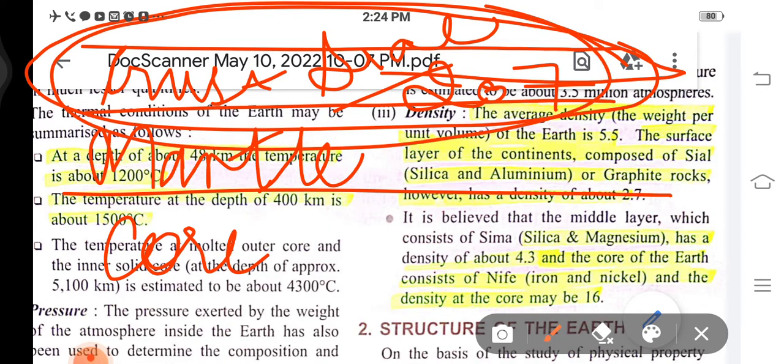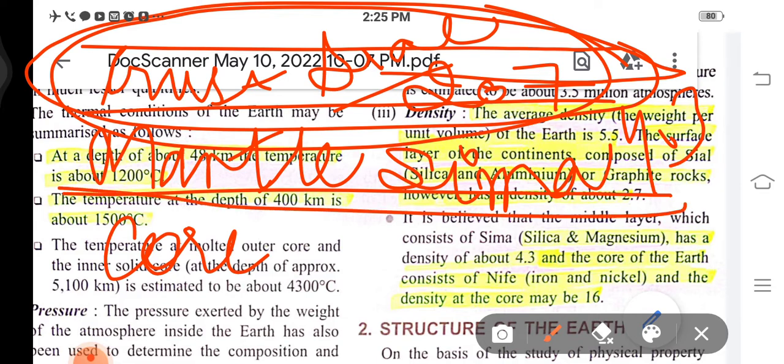Then comes the mantle. The mantle is composed of sima. Si means silica and Ma means magnesium. From this also they can ask you what the middle layer, the mantle, is composed of. That is sima, silica and magnesium. And what is its density? 4.3. The density is 4.3. So these three also you have to learn.